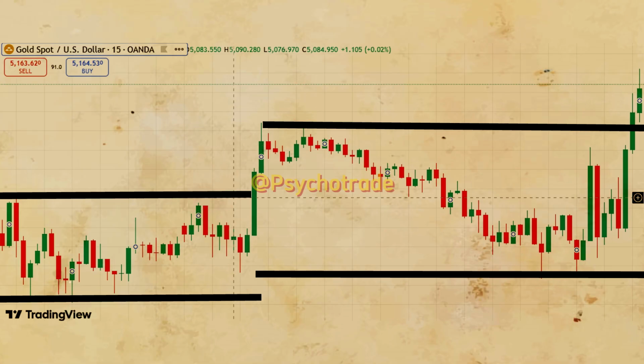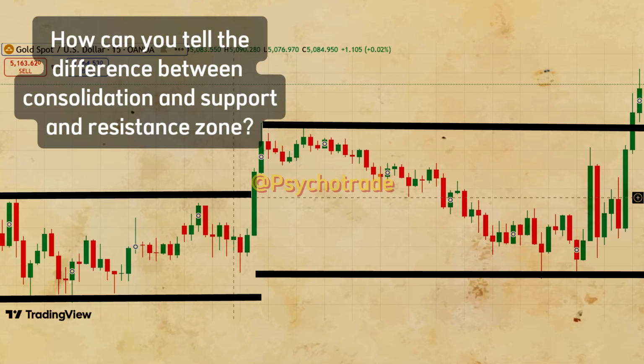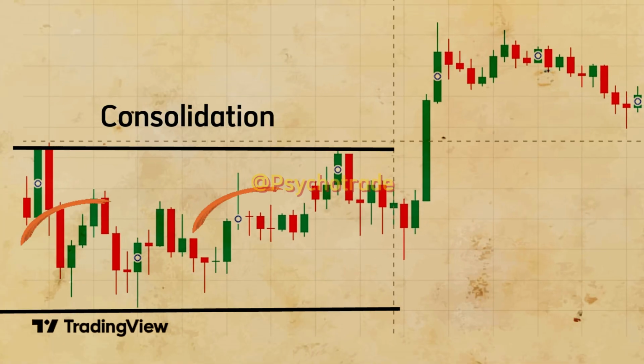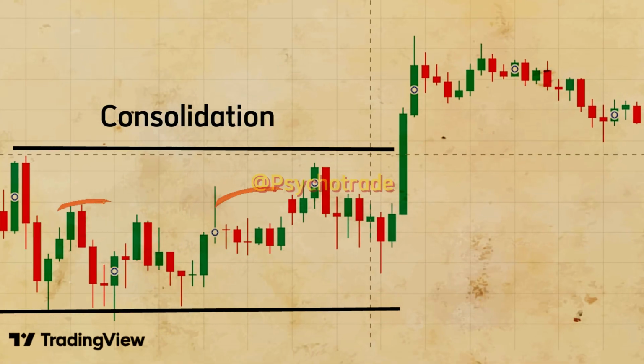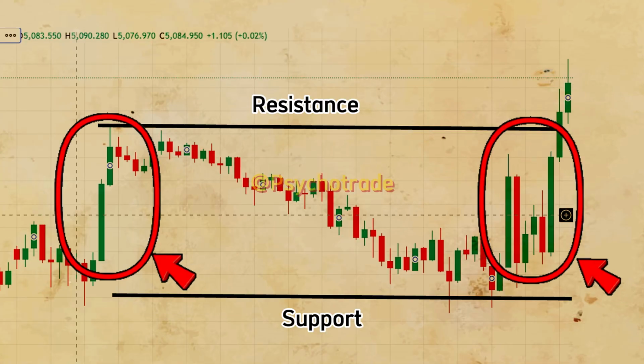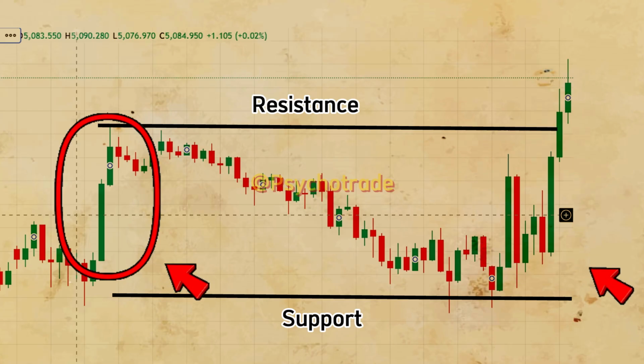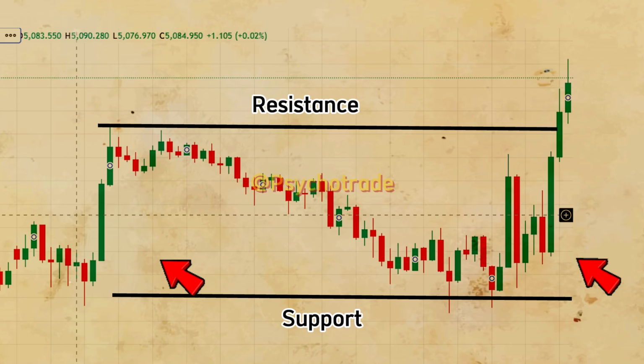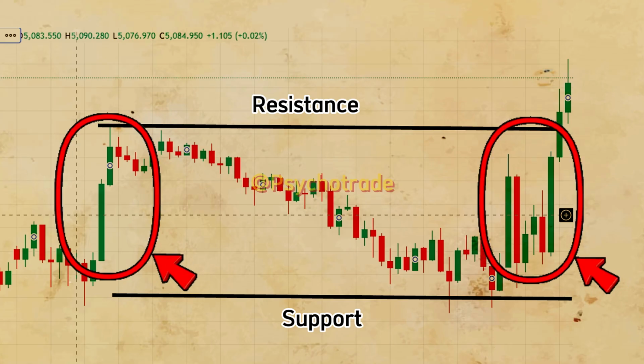Now, an important question arises. How can you tell the difference between a normal consolidation and a true support and resistance zone? The answer is simple. Look at the momentum of the candles. Small candles with weak momentum usually show retail traders pushing price up and down inside a consolidation area. The market lacks strong conviction there. But when you see large momentum candles, that tells a different story. It shows the involvement of institutions and smart money entering the market. These strong moves often form real support and resistance zones where the market reacts strongly.